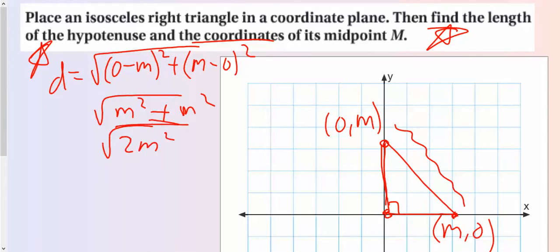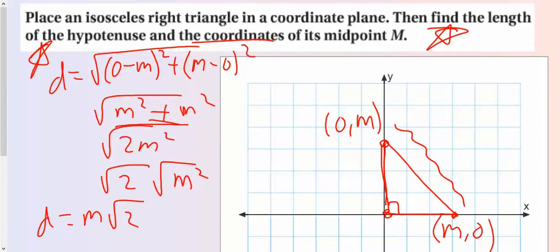Then we learned how to reduce or simplify radicals. So I'm going to split this up. And so the distance is equal to m root 2 as my simplified answer. This is going to come up later on in the year, by the way, just as a preview.